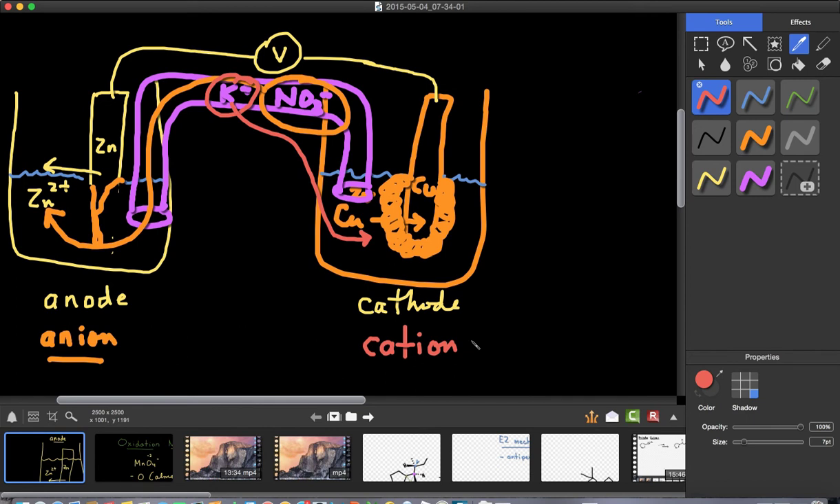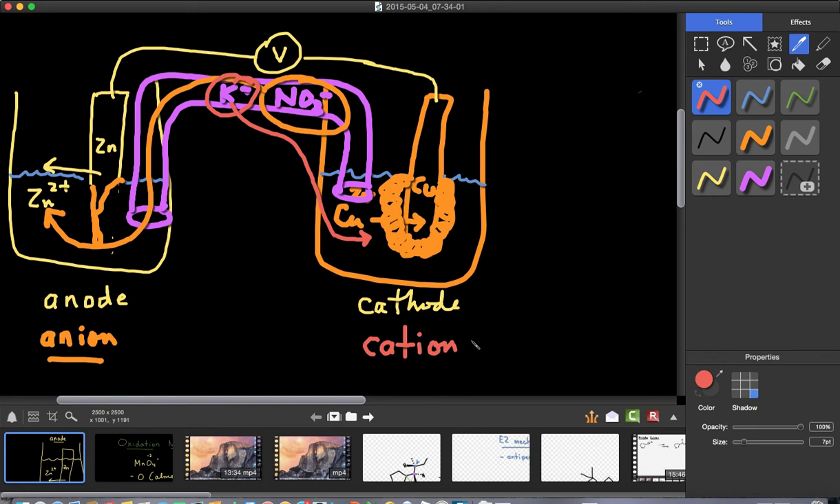Now, you might remember that it was a cathode ray tube that led to the discovery of the electron. Before the cation migrates to the cathode, the cathode is negatively charged, just like before the anion migrates to the anode, the anode is positively charged. So do what you need to do in order for those terms to make sense to you.